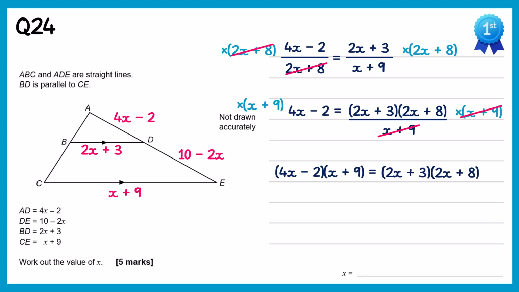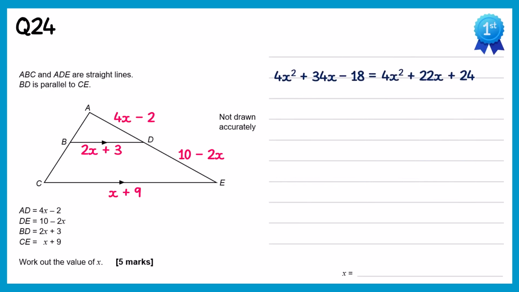Now we need to expand both of these sets of brackets. On the left-hand side, we have 4x times x, which is 4x squared, 4x times positive 9, which is positive 36x, negative 2 times x, which is negative 2x, negative 2 times positive 9, which is negative 18. We can simplify these x terms here. 36x take 2x is 34x. So this is the left-hand side. We'll do the same idea on the right-hand side. 2x times 2x is 4x squared, 2x times 8 is 16x, 3 times 2x is 6x, and 3 times 8 is 24. Once again, we can simplify these two terms. 16x plus 6x is 22x.